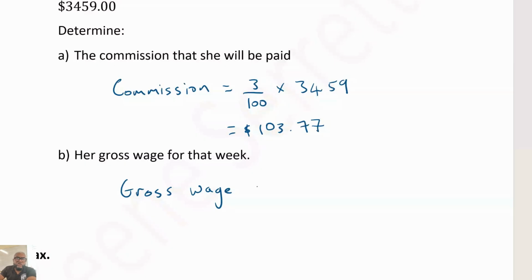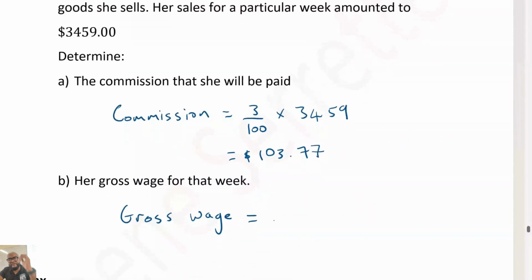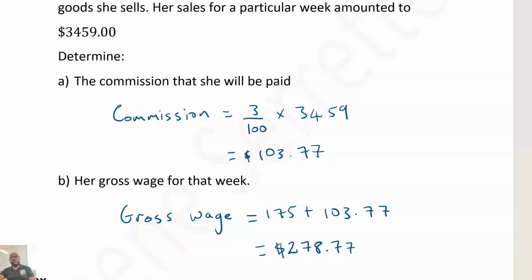So gross wage would be equal to her basic wage, which was 175, plus 103.77. Gross weekly wage is $278, and that's all it'll go.